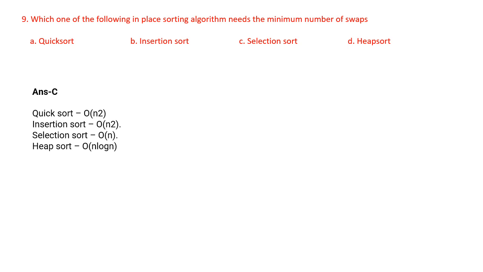Now heap sort will have the order of n log n swaps, because we are deleting one element from the root. For sorting, we delete the element from the root, whether it is a max heap or min heap, and place it at the end. For one element deletion, it can have log n swaps. So at the end, it will have the order of n log n swaps at most. So the answer to this question will be selection sort, because it has the minimum number of swaps.